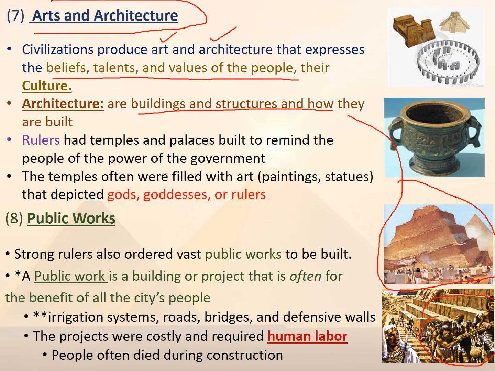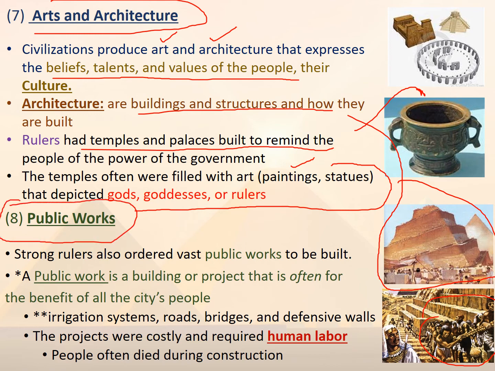That's a big deal. All these guys building the pyramids, they're workers who are not planting wheat and barley. They're not growing food. That means Egypt had so much surplus food that they could pay an actual army of workers to build these huge structures. That is some serious food surplus. You had rulers who had temples and palaces built for themselves to remind the people around them of the power of government and the power of the gods. And temples themselves, as well as palaces, would often be filled by art depicting gods, goddesses, rulers. A really beautiful drinking cup here made out of bronze. Carved and cast, really wild stuff.